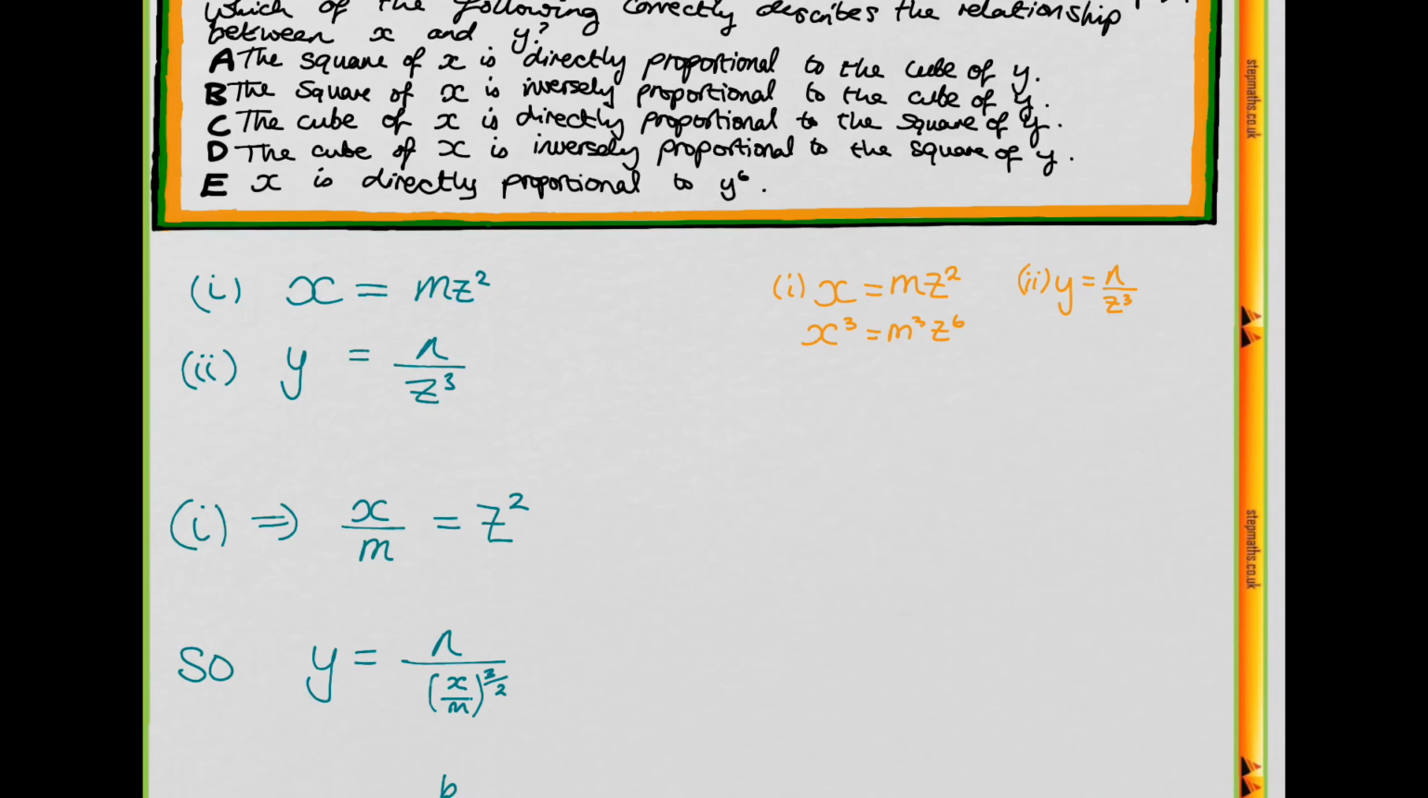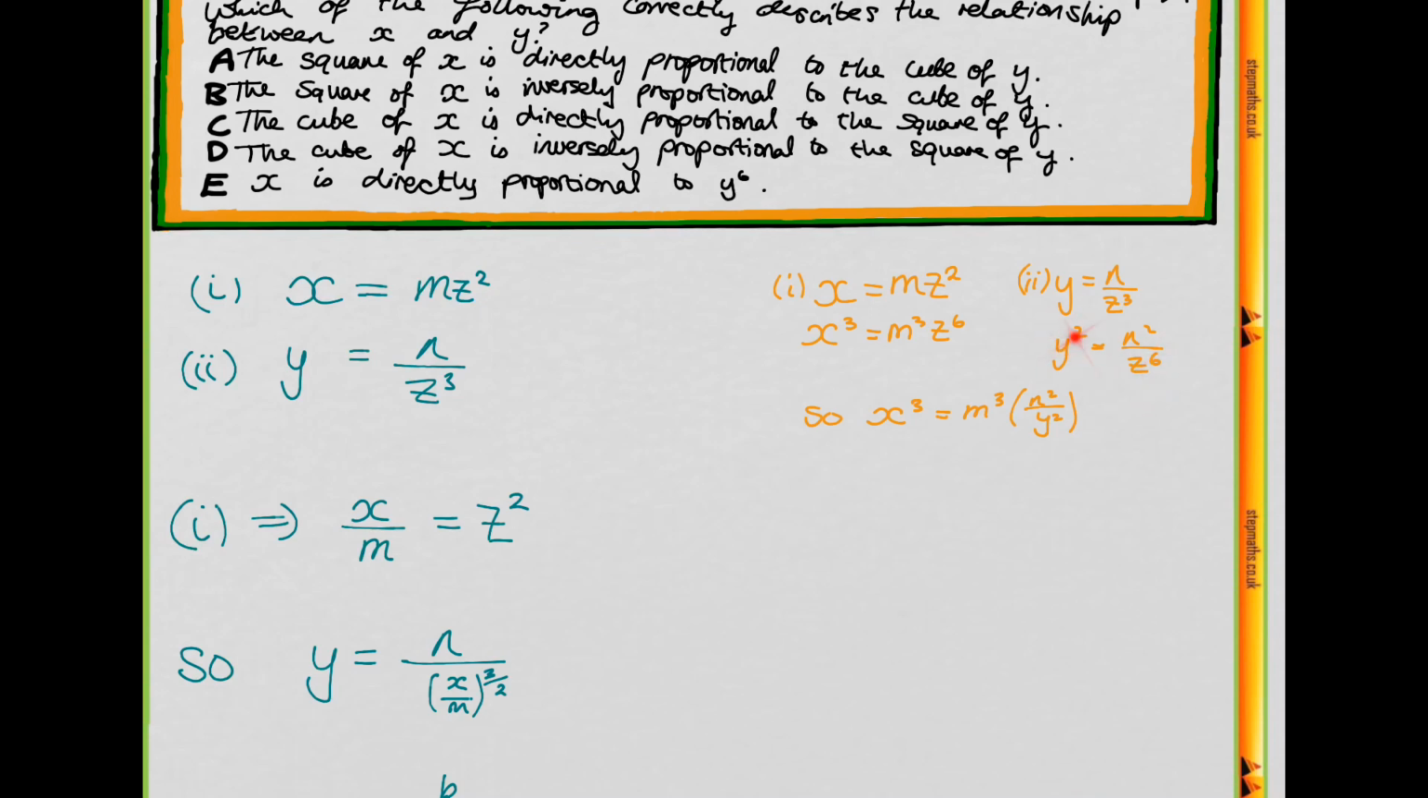So if we cube this equation, we get x cubed is equal to m cubed z to the 6. And so we can do similar for this, so we can square this one to get that y squared is equal to n squared over z to the 6. Now all we need to do is eliminate the z to the 6. So we can substitute in z to the 6.